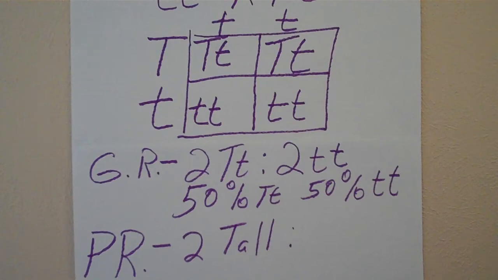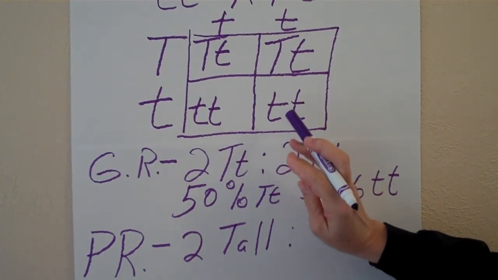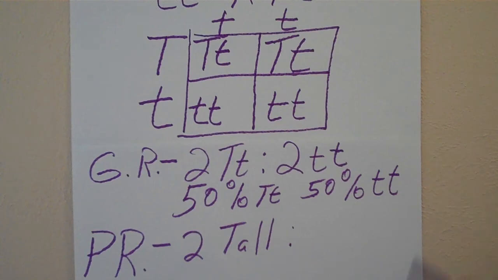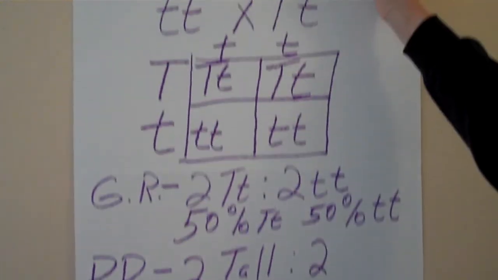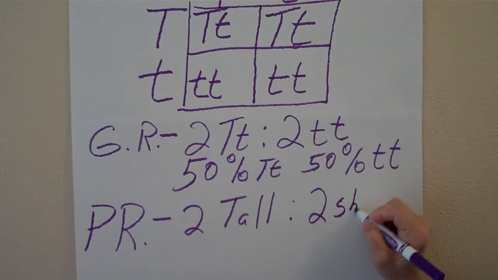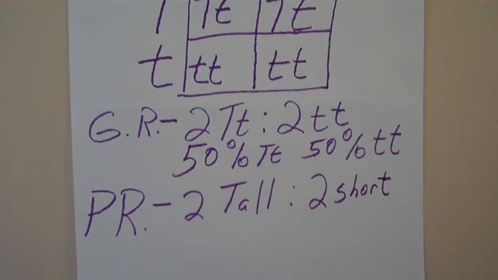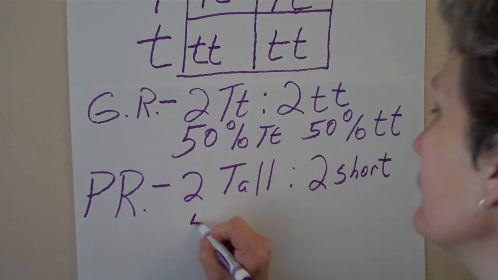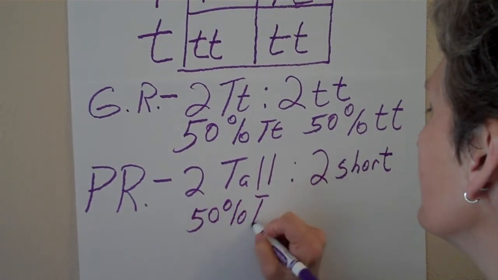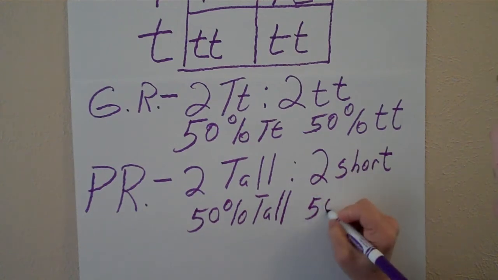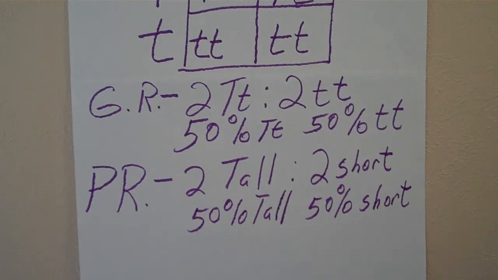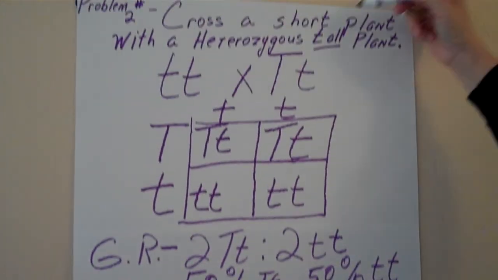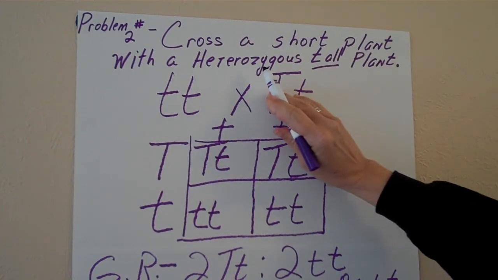We have 2 offspring here who do not show a dominant genotype. There is no dominant allele present in either of those 2 offspring. So they will be recessive. So they will be, based on our problem, short. Again, we could just as easily say 50% tall and 50% short. Either way works. This is a cross between a homozygous recessive crossed with a heterozygous.